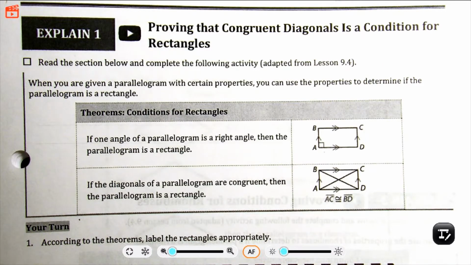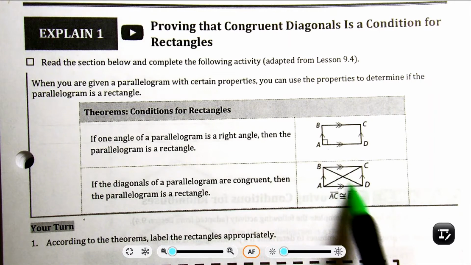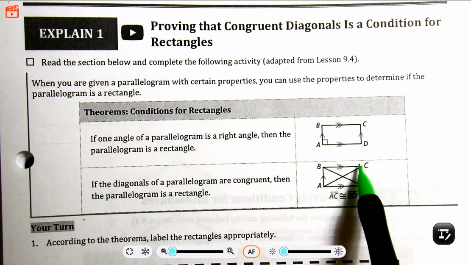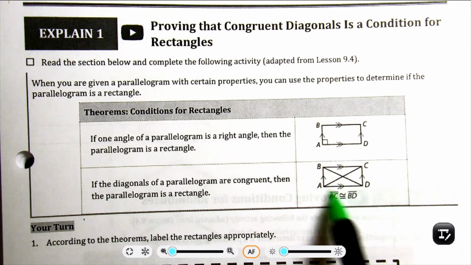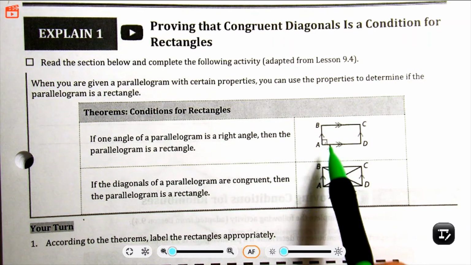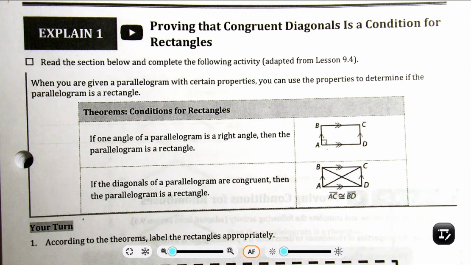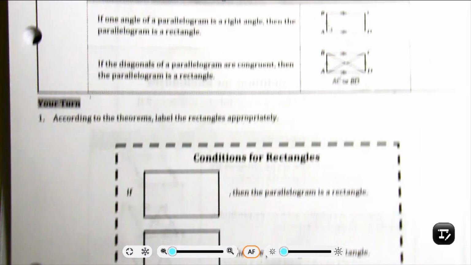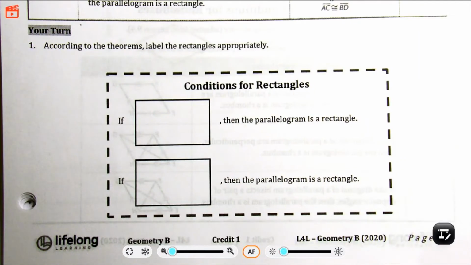Next, if the diagonals of a parallelogram are congruent, so if BD is equal to AC, then that proves that this is a rectangle. So these are both rectangles. This one because there's a right angle, and this one because the diagonals are congruent to each other. So down below, for the conditions for rectangles, we're just going to label and draw based off the two conditions that we just discussed.